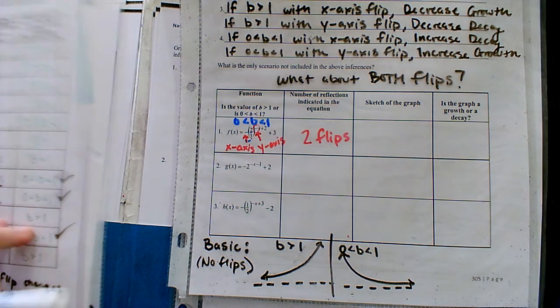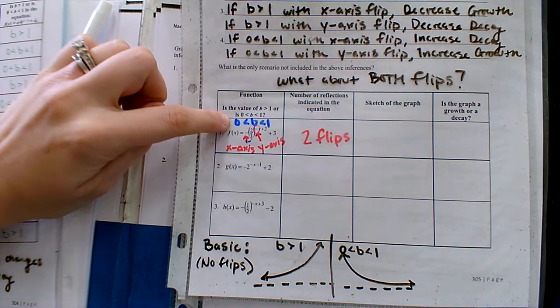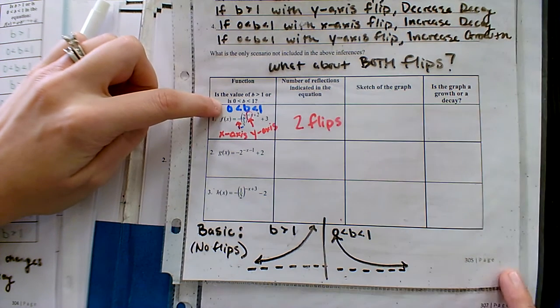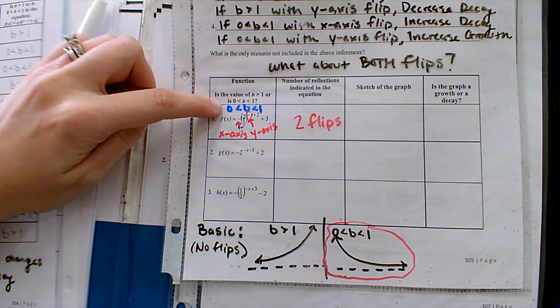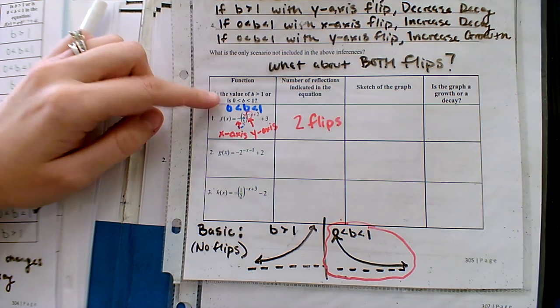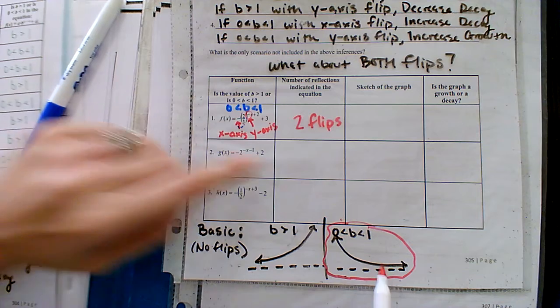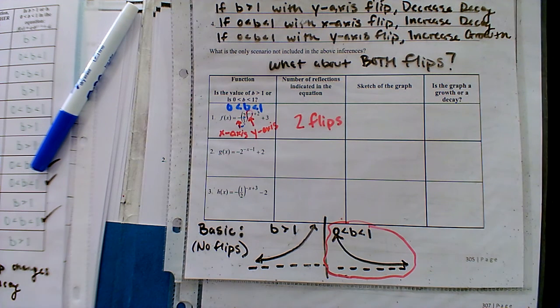So let's think about what this final graph should look like. The fact that the base is between 0 and 1 means that we're starting with this decreasing decay. Okay, this is our parent function, the one we're starting with. But we have to flip this graph both ways. We have to flip this graph upside down, and then we flipped it left and right. Okay, you could do it the other way. It doesn't matter. You just have to do both.